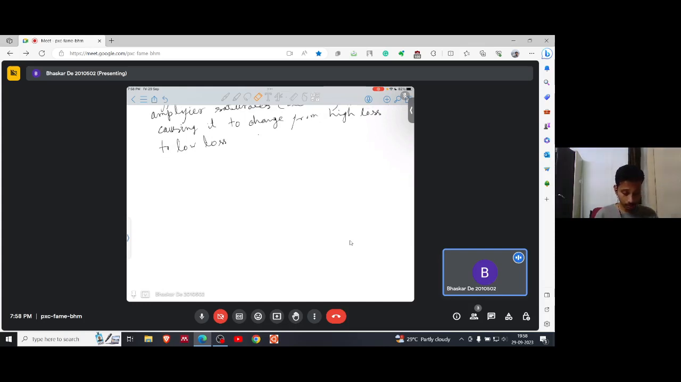So mainly liquid dye is used for this kind of thing. The name is DODCI. So this is how the Q switching works with the defined methods.